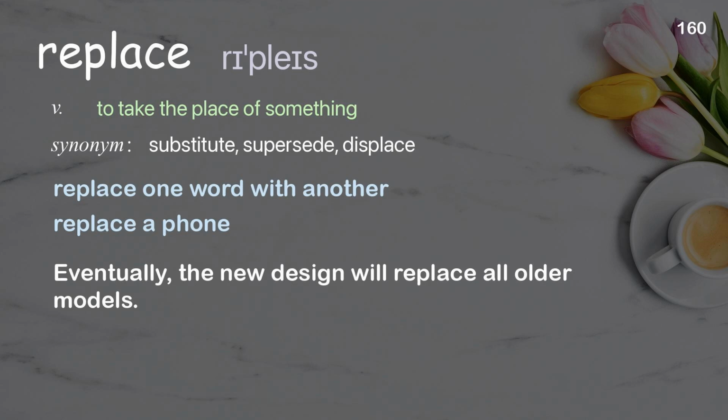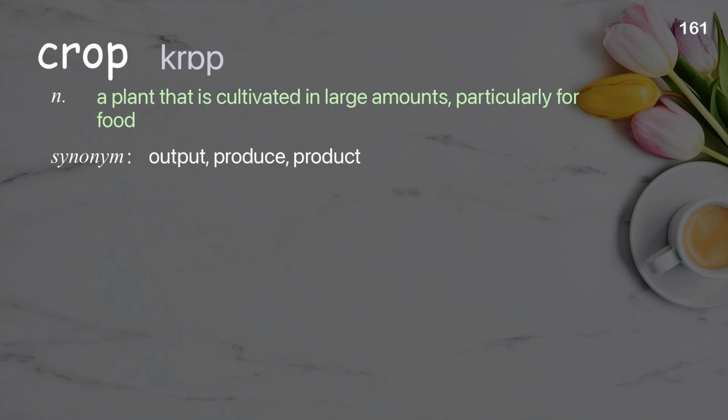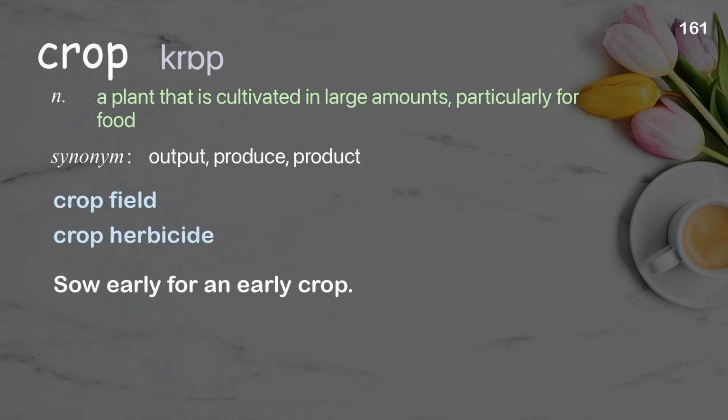Crop. A plant that is cultivated in large amounts, particularly for food. Examples: crop field, crop herbicide. Sow early for an early crop.